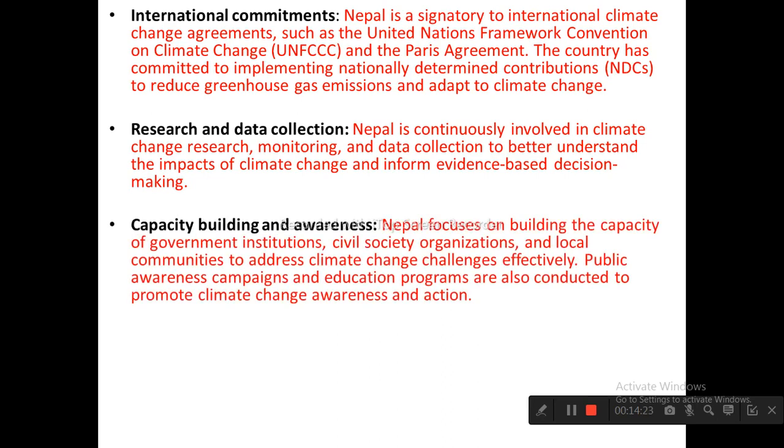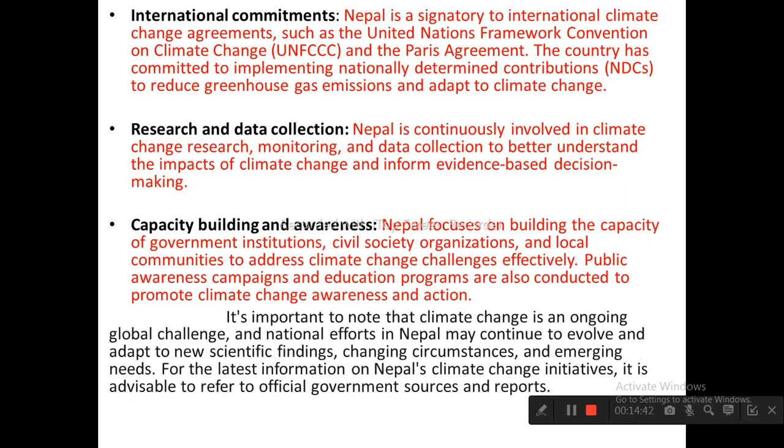Next one is capacity building and awareness. Nepal focuses on building the capacity of government institutions, civil society organizations, and local communities to address climate change challenges effectively. Public awareness campaigns and educational programs are also conducted to promote climate change awareness and action.